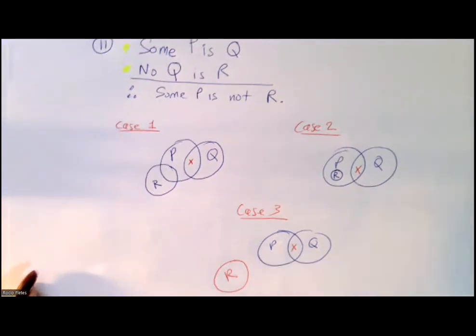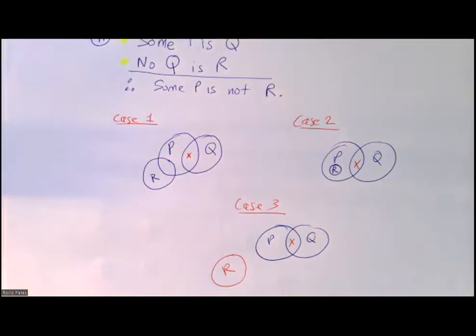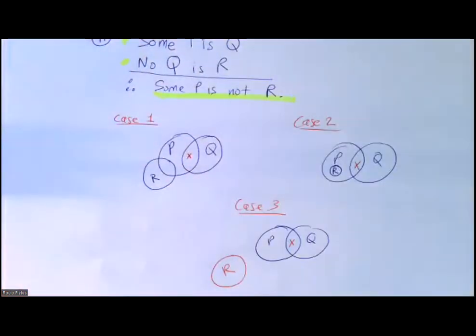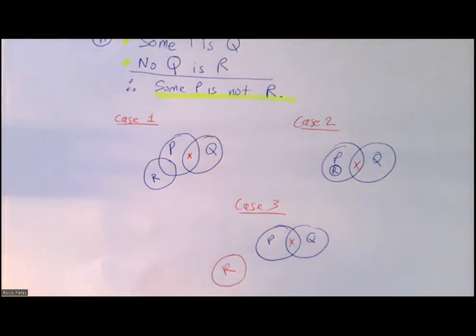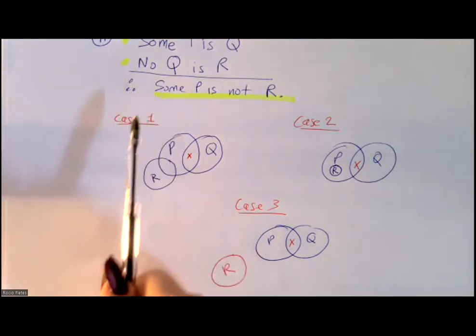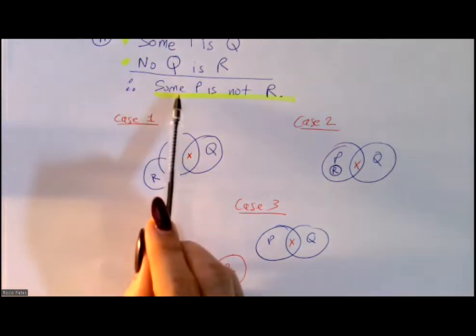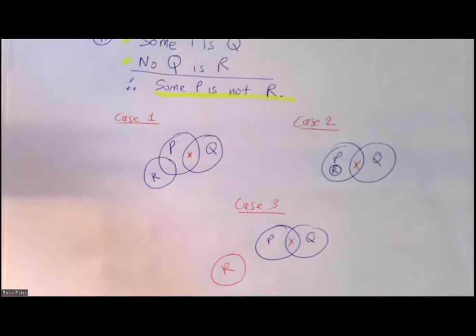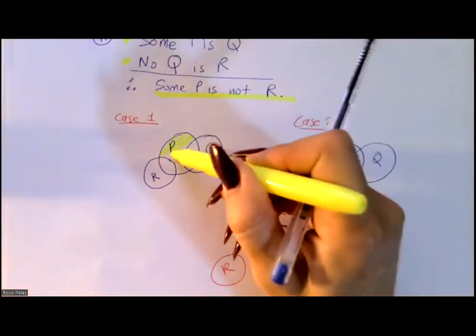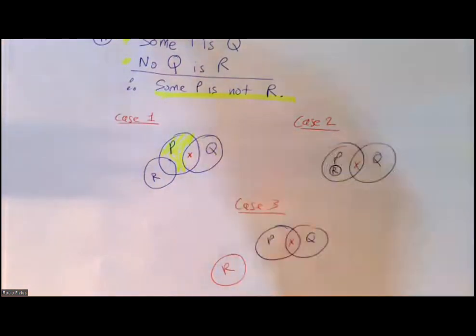And then you have to look at the conclusion and see if this is true in all three cases. If you think of other cases, by all means consider them, but I think this is pretty much all cases. So let's see if the conclusion holds in case 1. Some P is not R. Well, that's true because we have an area here where some P is outside of R. So that is true.